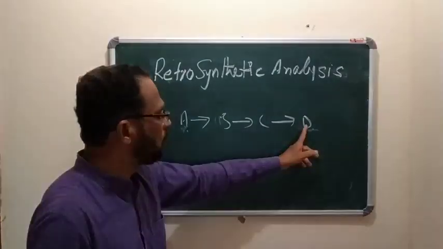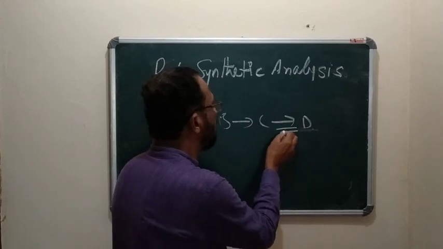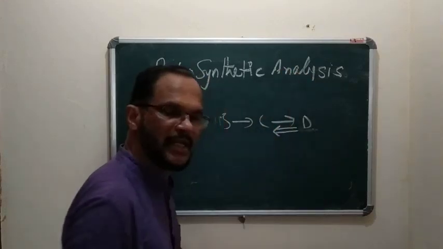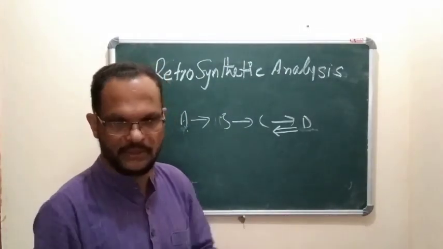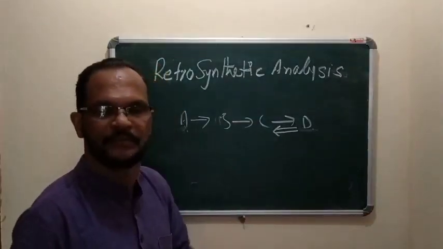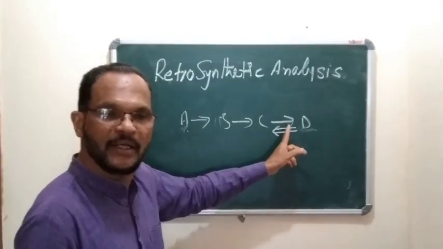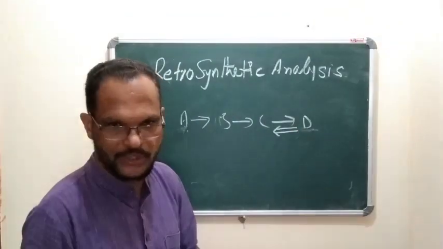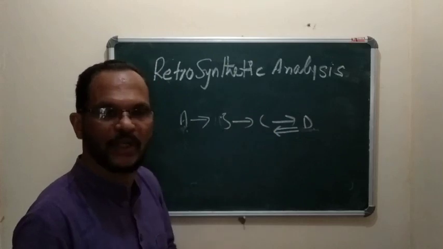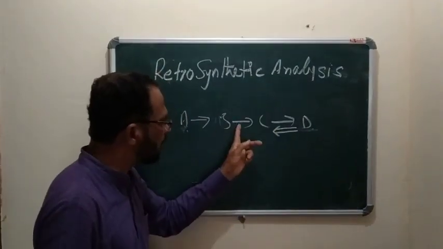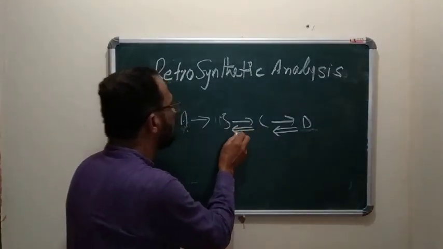That is, you take D, then from D, you dismantle the D, disconnect the D, or fragment the D, then you make it C. And this is the sign used for dismantling, disconnection, or fragmentation. You make it C. But you can see that in this particular case, C can also be further disconnected to get to B.